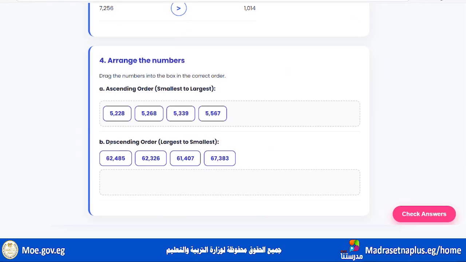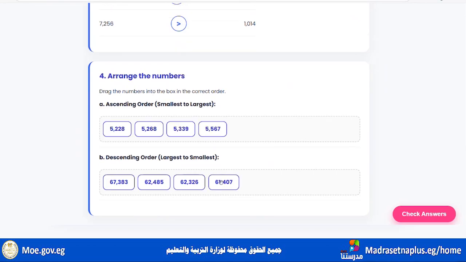From the largest, from the most to the least, descending order. From the greatest, 62,000, 62,000, 61,000, 67,000. This is the greatest. 62, 62. Look at 100, 400, 300. 400 is bigger. 300 is smaller. 61,000 is the smallest one. This is a simple quiz for your lessons.